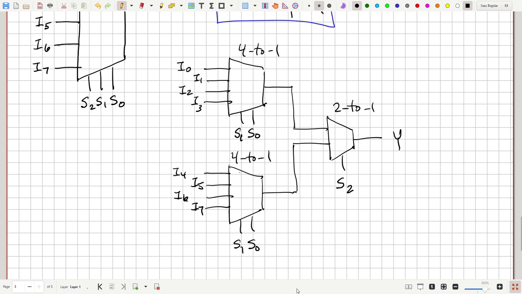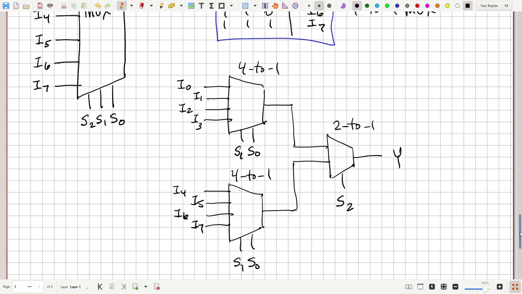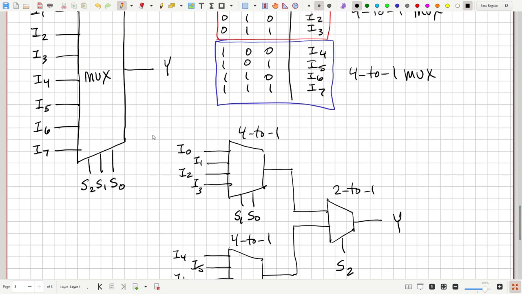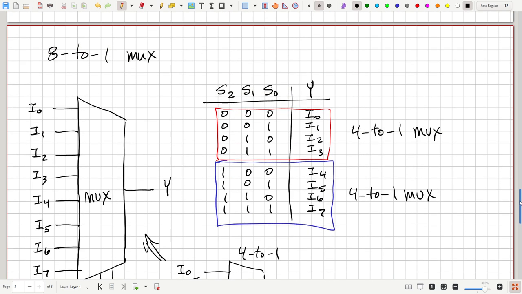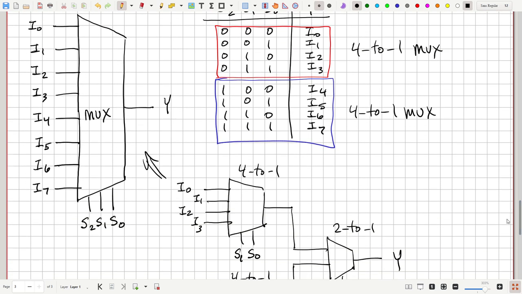Okay, so we can just paste together 4-to-1 and 2-to-1 multiplexers to form this 8-to-1. So that would be an implementation. We don't have to go and build everything from scratch. And of course, then what if we wanted to do a 16-to-1? Well, then we could probably take two 8-to-1 multiplexers and paste them together with a 2-to-1 multiplexer and do a similar kind of trick. Now we'd need four inputs, S3, S2, S1, and S0, and so on.